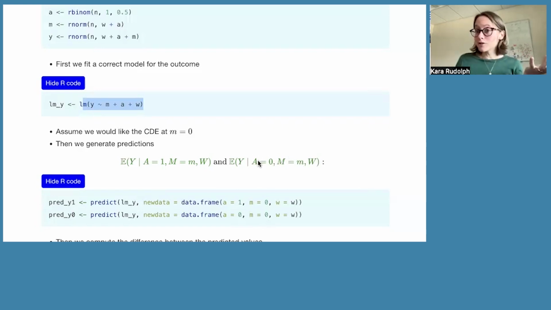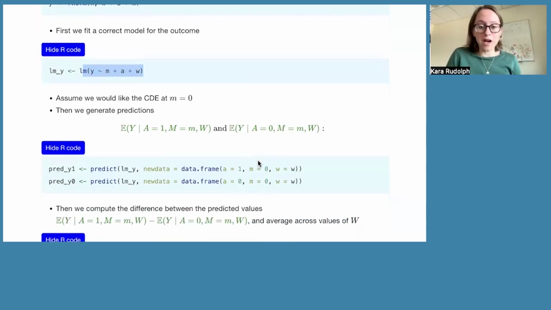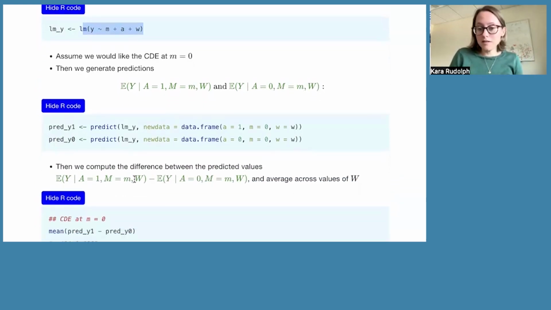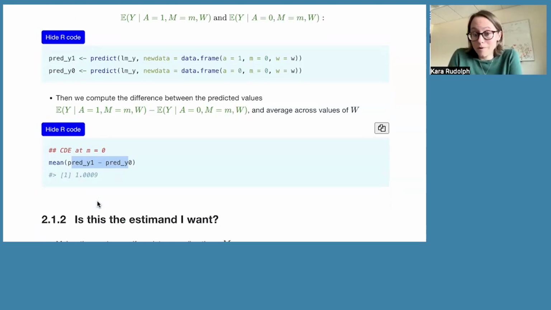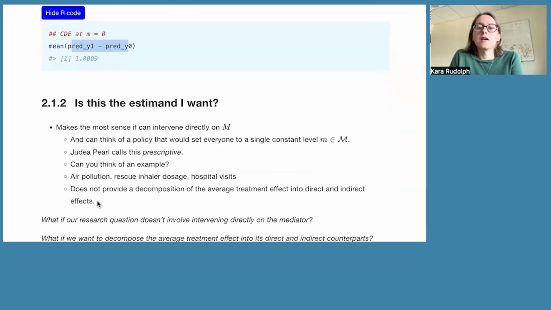So now we actually have the ingredients we need to estimate the control direct effect. We're just going to take the difference between those two predictions, which is this inner part, and we're just going to take the mean of the whole thing. And that's all that outer expectation is. When we do that, we get that the control direct effect is estimated to be 1, which is what we want.